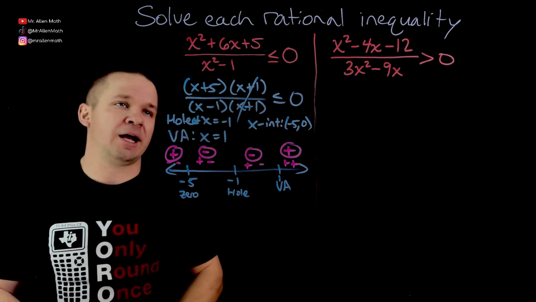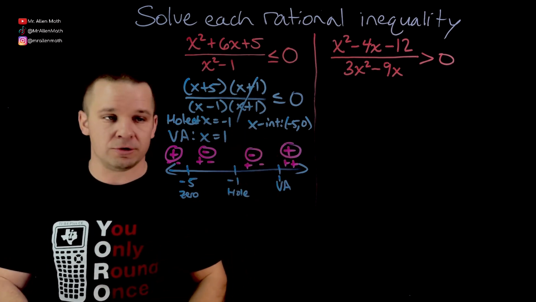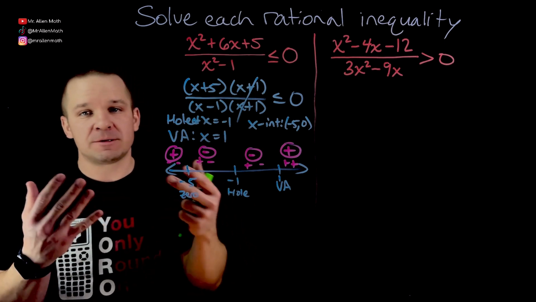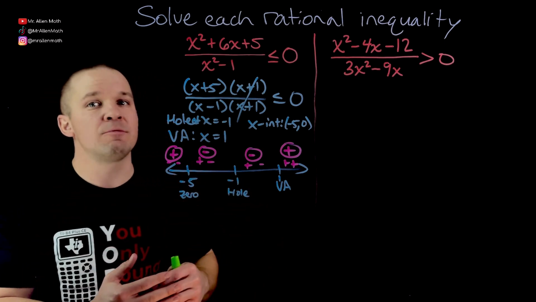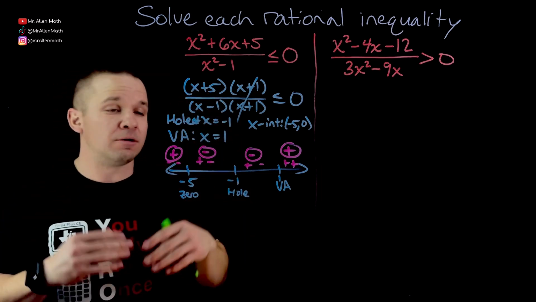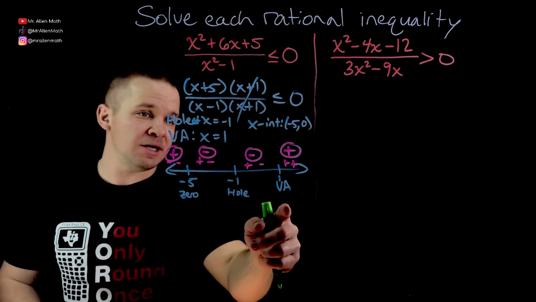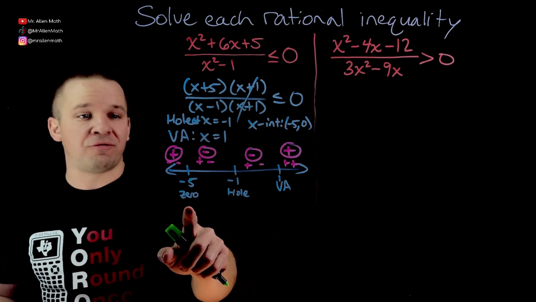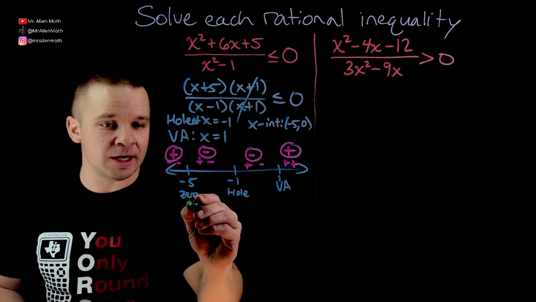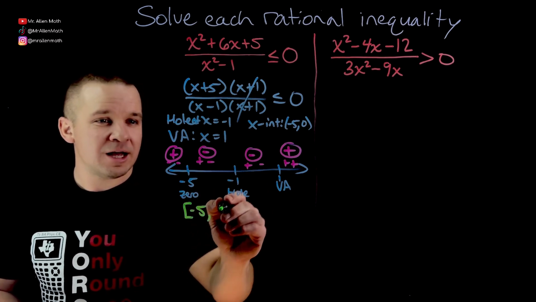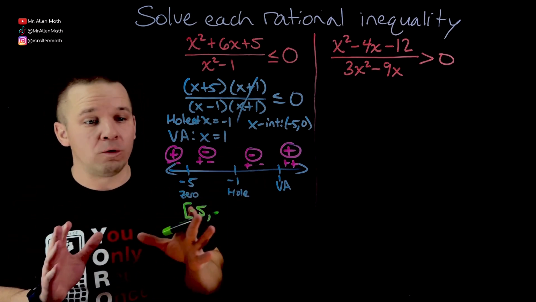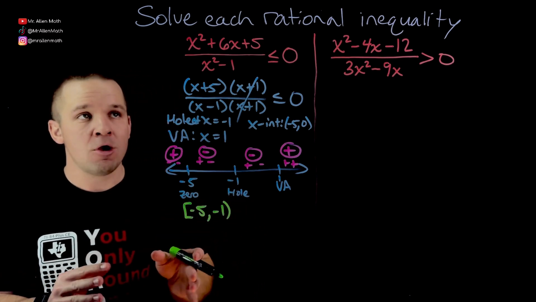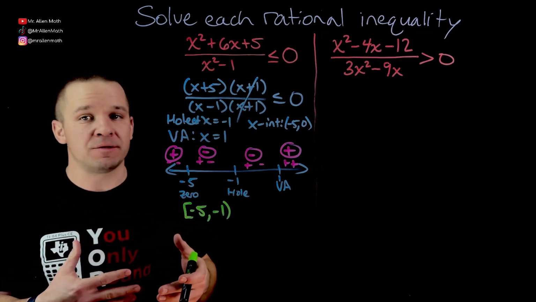So let's write our final answer here. We want to know when it is less than or equal to 0. That's going to be when it's negative. I'm figuring out when it's positive or negative because that tells me when it's larger than 0 or less than 0. 0 is the cutoff there. So I'm between these two, but not including this one. At negative 5, it's equal to 0, so I want to include negative 5. At negative 1, that's a hole, so we can't include that value. That's going to be a parenthesis no matter what. Whether it was equal to or not equal to, it's going to be a parenthesis around a hole.